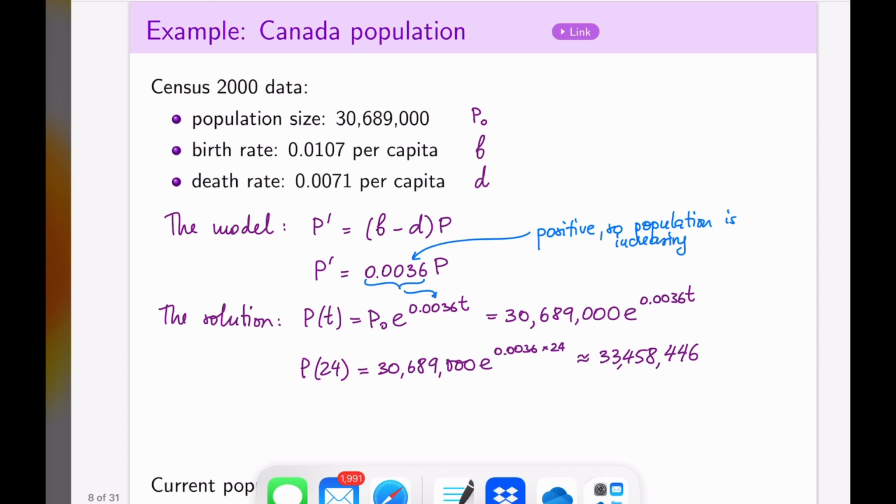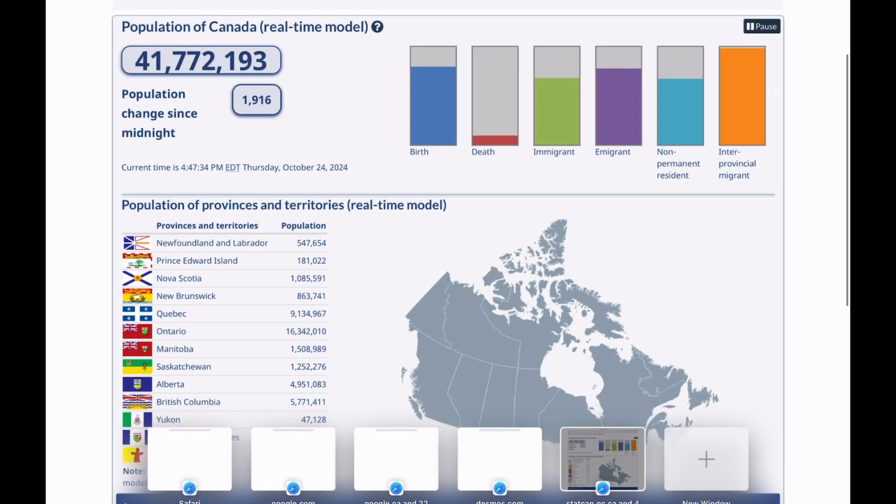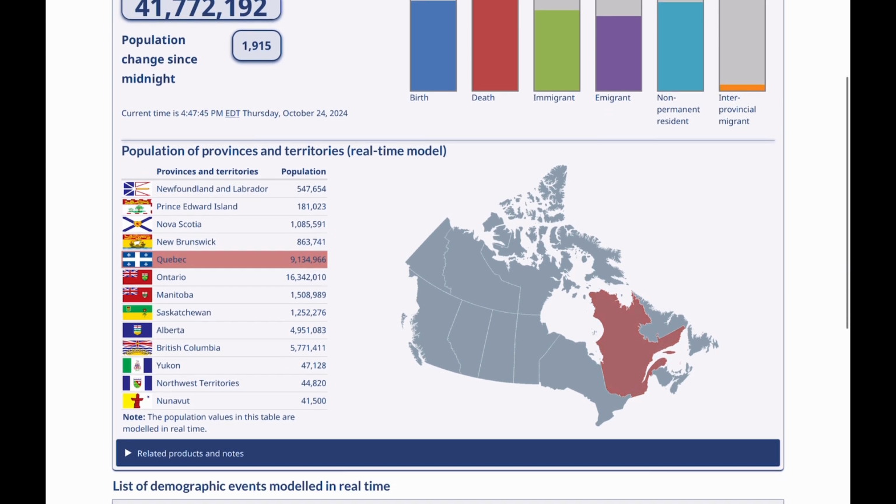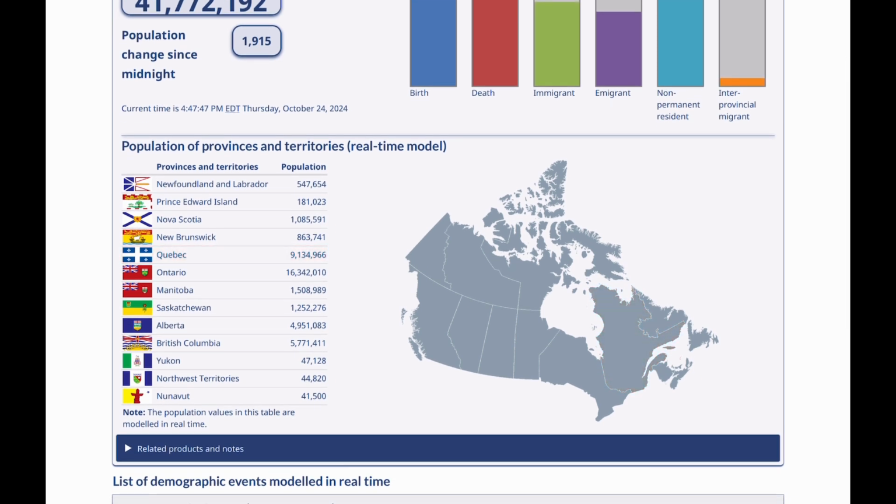Well, luckily for us, we do have a variety of different tools and data collection mechanisms to see what the actual population of Canada is right now. So there's this website that is available through Statistics Canada that shows in real time the modeling of the Canadian population. So right now in October of 2024, this is saying that the Canadian population is nearly 42 million, 41,772,000. Now that's quite a ways away from the number that we computed, because that was 33 million. So let's talk a little bit about what the discrepancy is about.